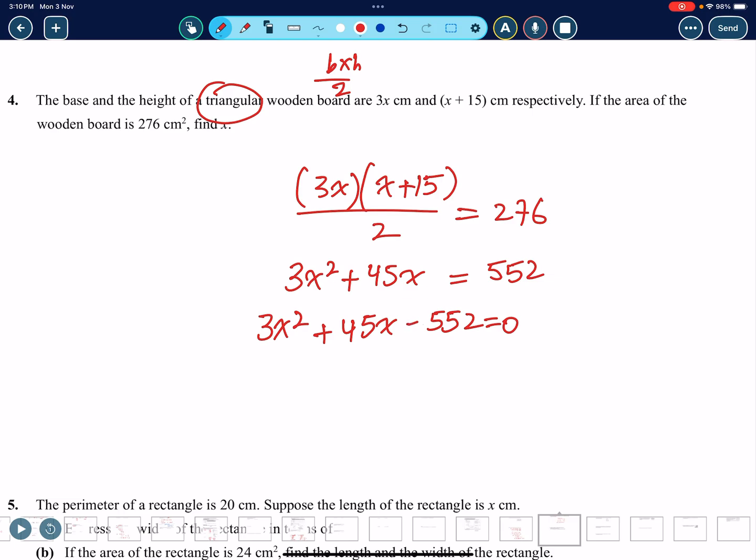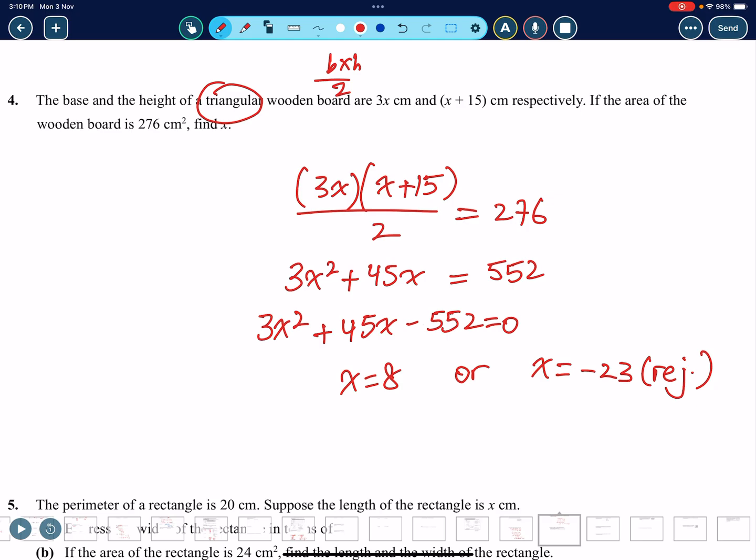3, 45, negative 552. x equals 8, and the other one should be negative, yes. x equals negative 22. Now, since we're talking about dimensions, lengths, or distance, it cannot be negative. Therefore, you must reject this one. Again, it's case by case. You need to use your brain, your one brain cell, and determine whether you reject something.